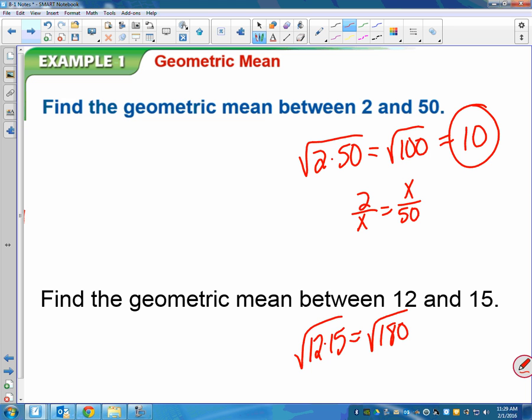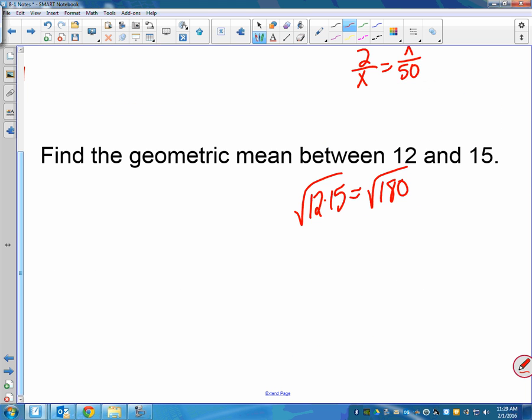So now we have to think of what number is going to 180. You know tricks about how to know if numbers go into numbers?